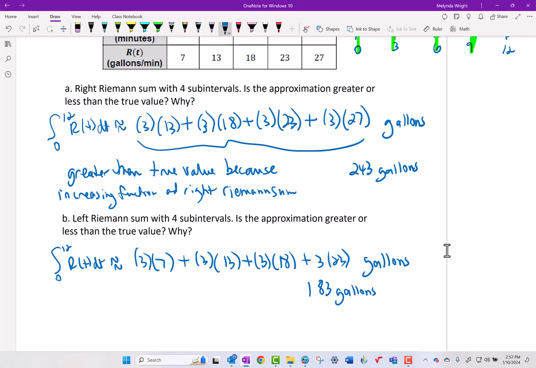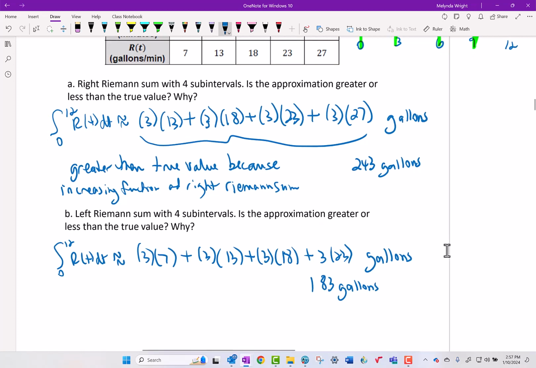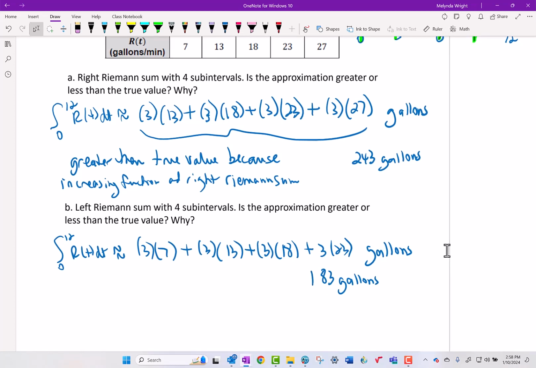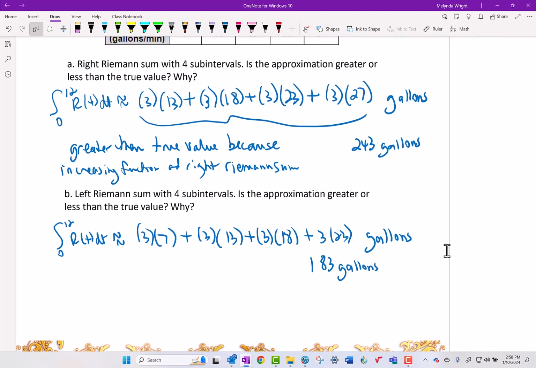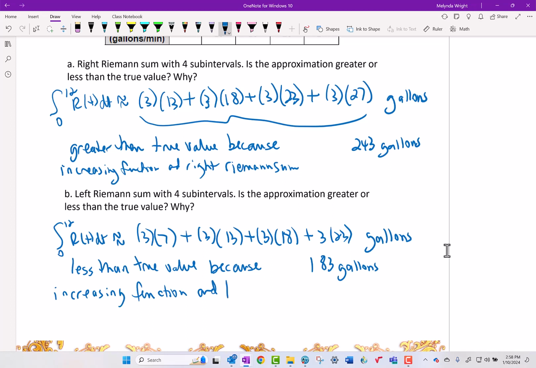This is an increasing function and a left Riemann sum. So we can even tell by the numbers, can't we? I mean, look at the numbers, 243 versus 183. Yeah, this is going to be an underestimate, or it's less than the true value because increasing function and left Riemann sum.